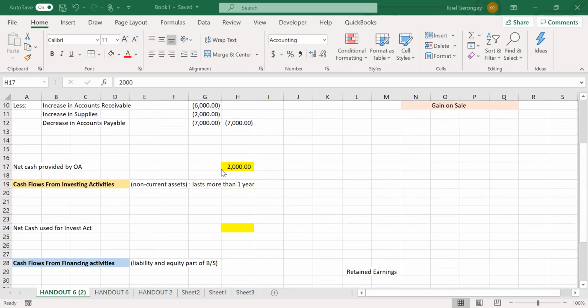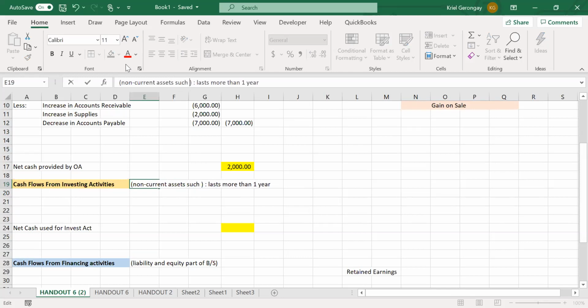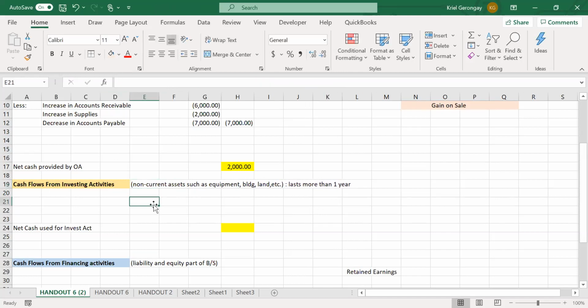We're now gonna move on to the investing activities. And so for investing activities, what we're dealing with here is the transactions when it comes to non-current assets. So non-current assets may include equipment, building, land. Those are some of the examples of non-current assets.